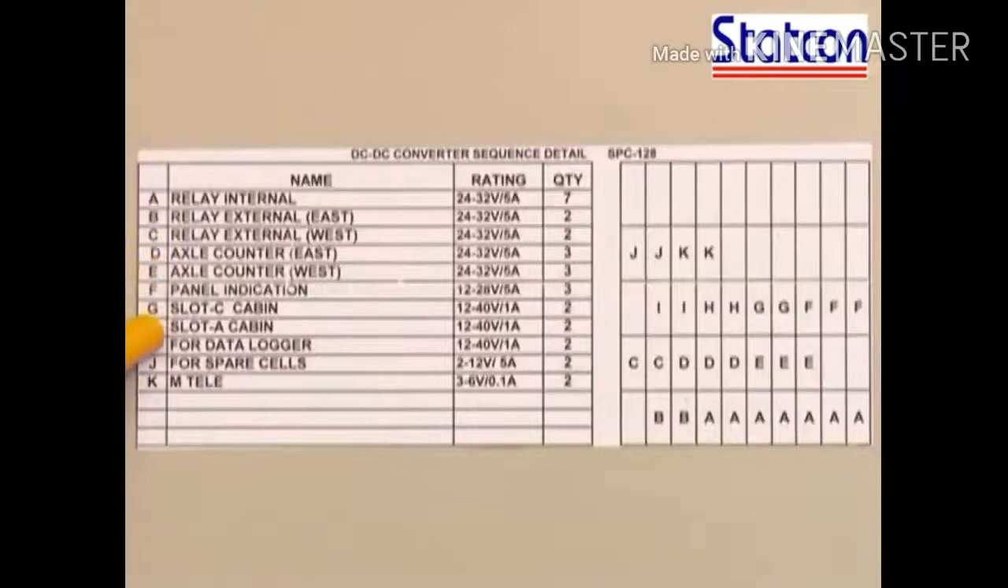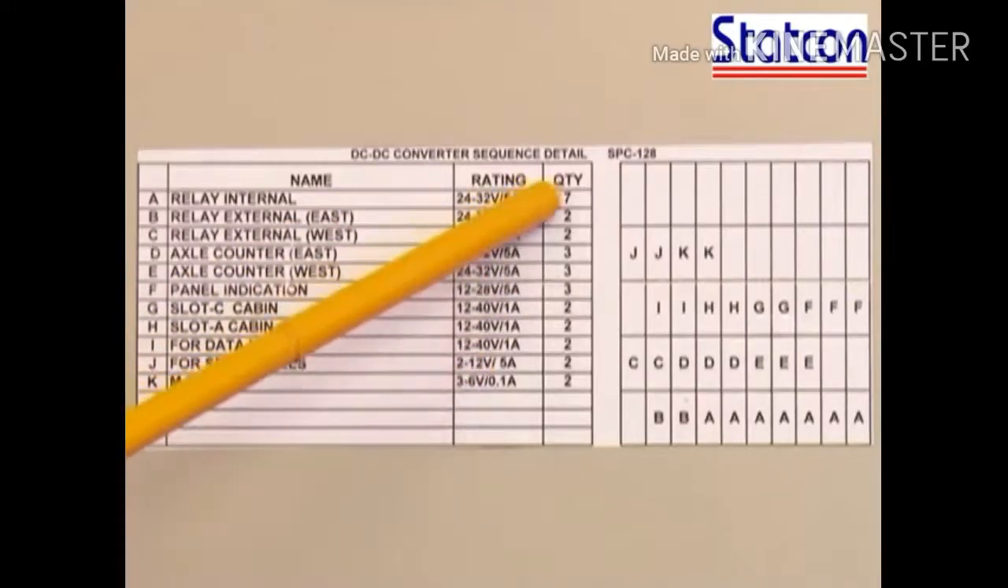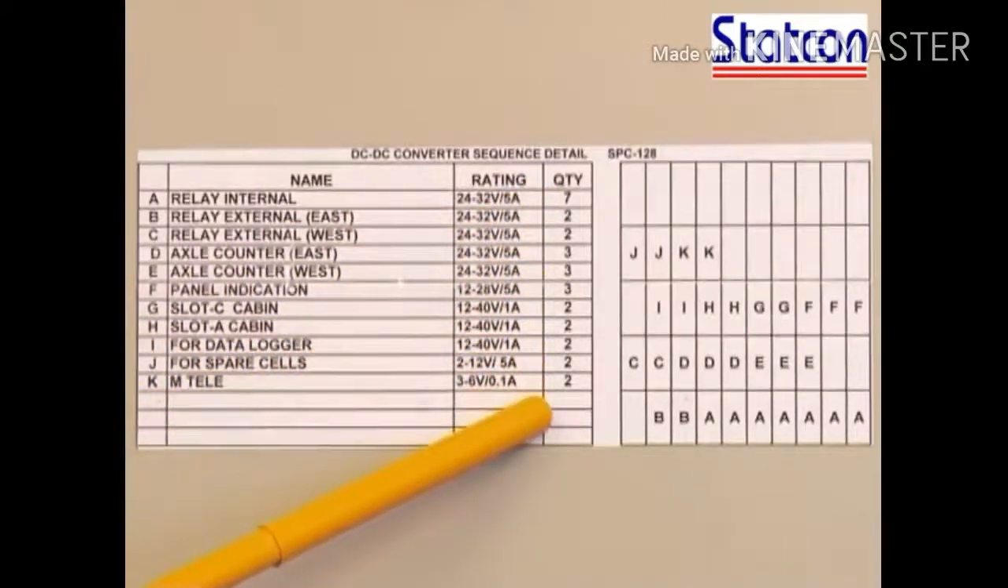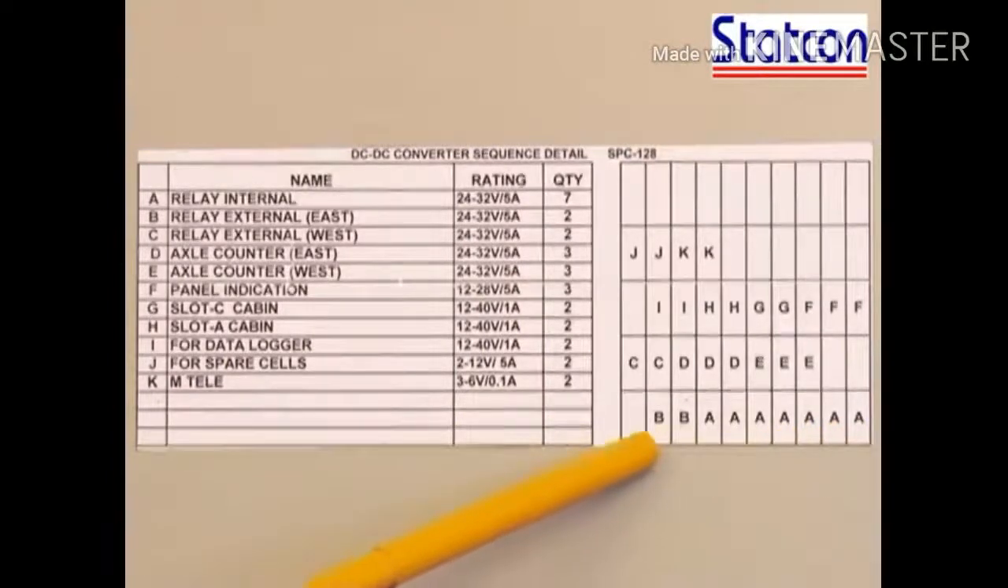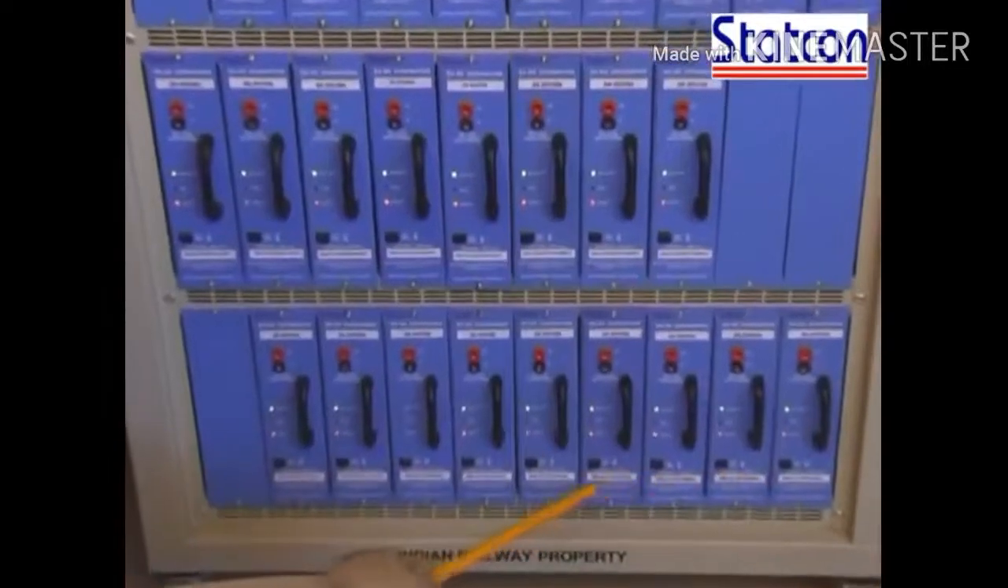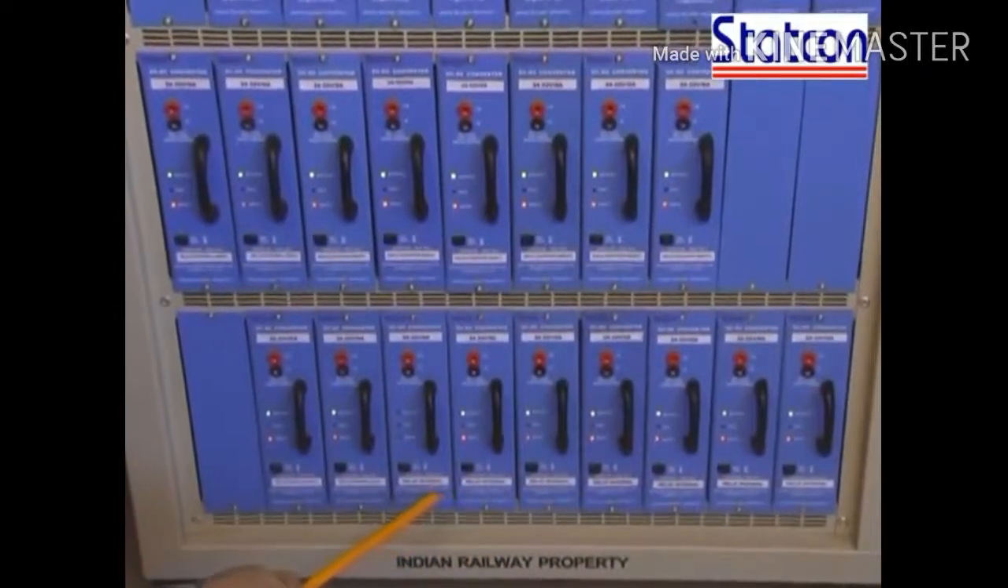Here we also found a chart on which details of the modules are displayed, like the various groups of modules, their rating and the quantity of modules in those groups. In this chart, the layout arrangement of these groups is displayed. For example, we considered the relay internal module. It has 7 modules, and these 7 modules are situated at the lower right side of the panel.